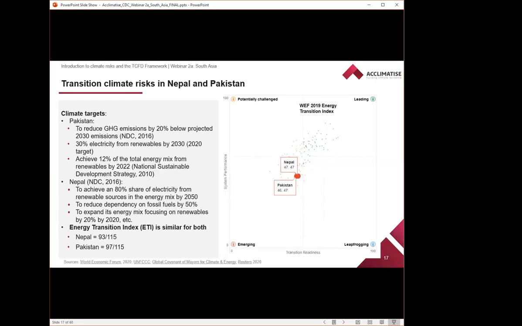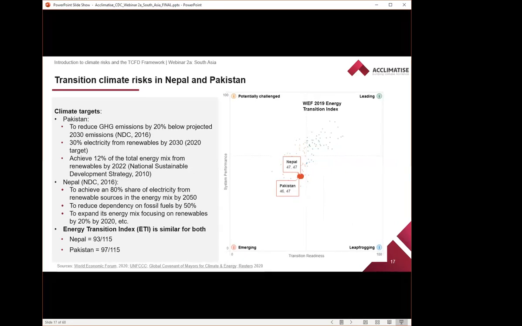Turning to 2 other countries in the region, both Nepal and Pakistan also have climate targets set out in their NDCs as shown here. And remember, these targets will only get more stringent in the future as NDCs are ratcheted up. Both countries do score low on the ETI, and you can see Nepal's at 93 and Pakistan's at 97. So the transition is maybe a little bit less ready here. That said, a couple weeks ago, Pakistan began to develop a plan to boost its share of electric power that comes from renewables up to 30% by 2030, up from current levels of 4%. So they do have plans to increase this over the next decade.